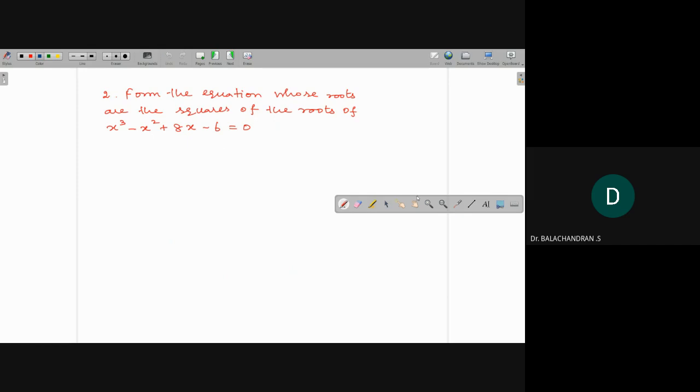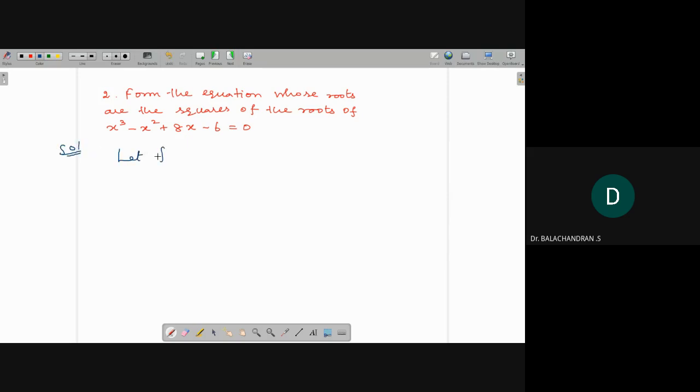Second problem, form the equation whose roots are the squares of the roots of this equation. So let us take f of x is equal to x cube minus x square plus 8x minus 6 is equal to 0. I call this equation number 1. So what is the transformation here? X square, sir. Yeah, y equal to x square. Yes, correct.